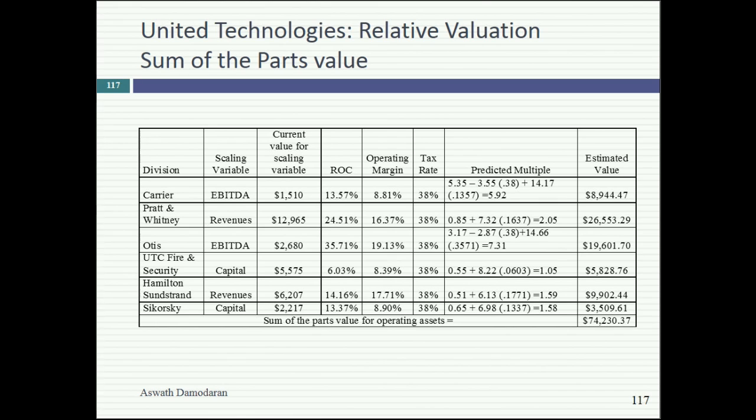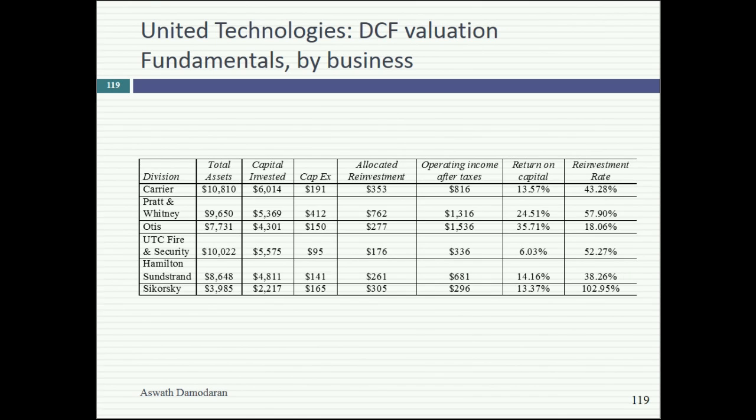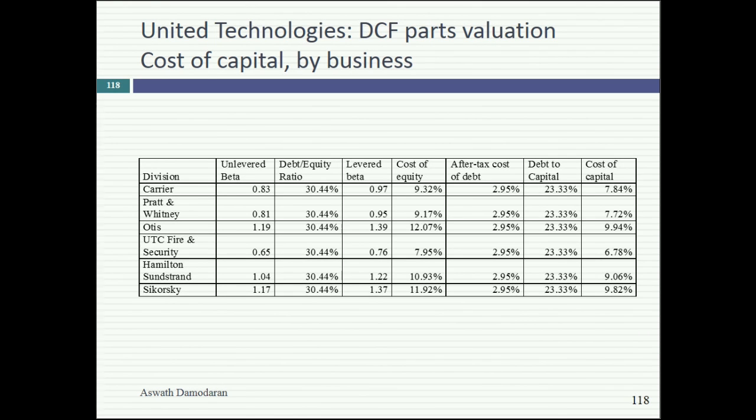I need cash flows, I need growth, and I need risk in the form of a cost of capital, right? So I know what I need to do. I need to estimate each of those, and that's basically what you're going to see in the next step. I'm going to try to value each of these 6 businesses from scratch. So first, I compute a cost of capital for each business.